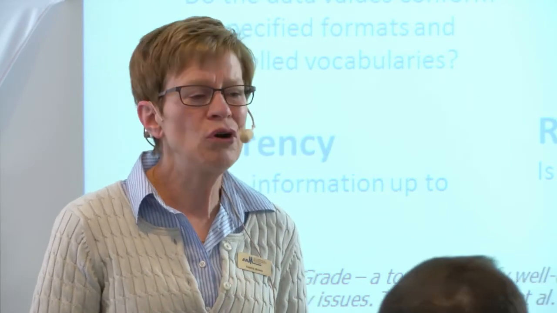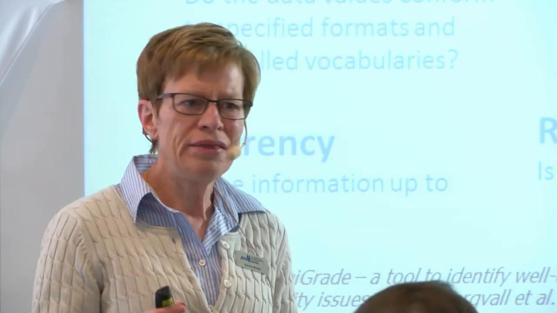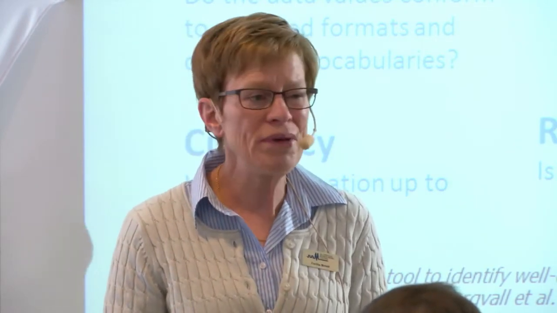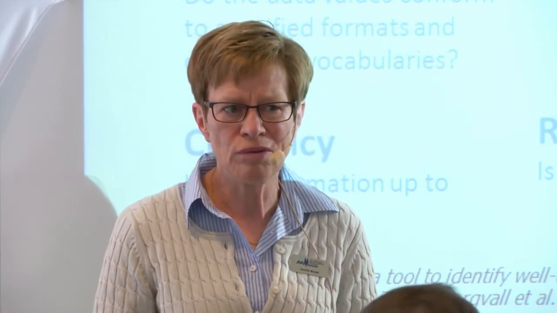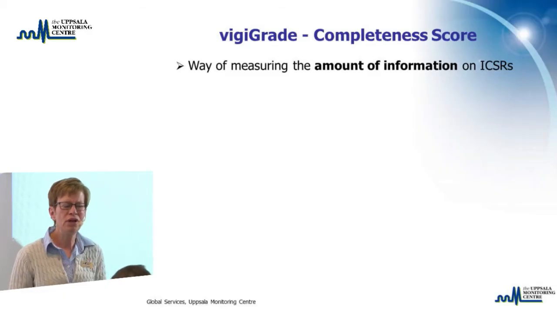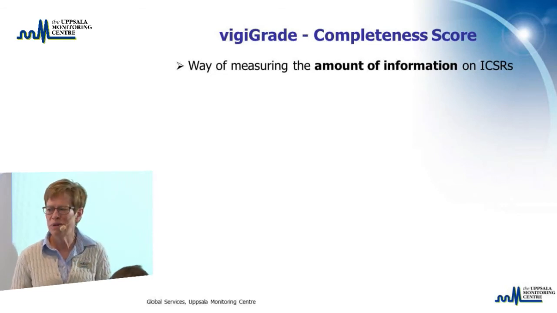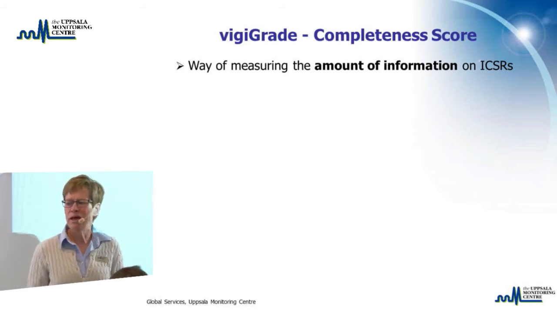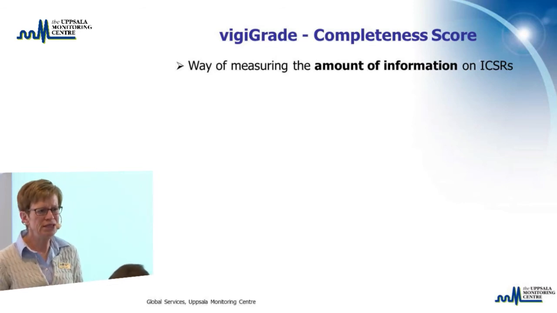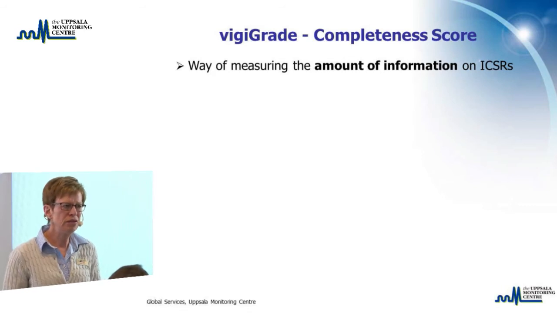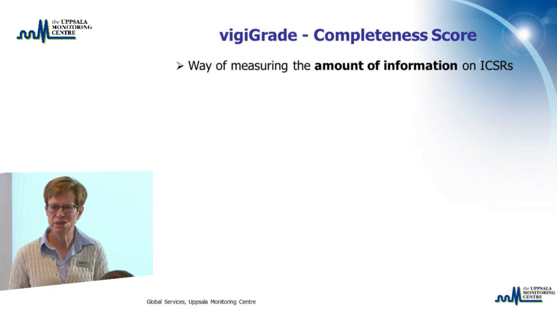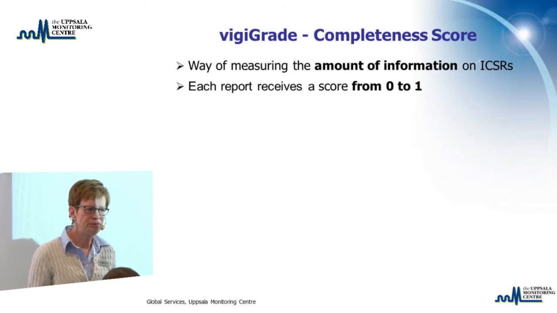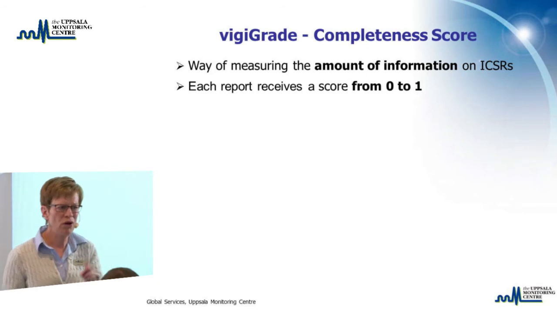But most of all, we talk about completeness. And that's what we measure. And some of you may have seen our measurements of completeness of the reports. And we call that vigiGrade. It's a completeness score. Some of you may have seen it, some have not. It's a way of measuring the amount of information in each case report. It doesn't measure if the information is accurate. It doesn't measure consistency, but it measures the amount of information. So each report gets a score between 0 and 1.